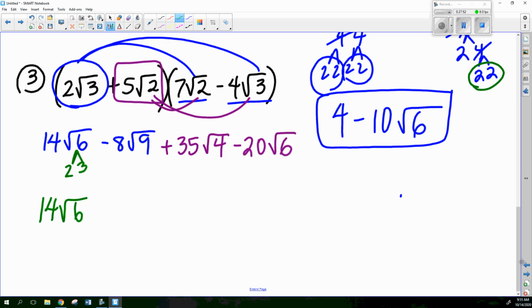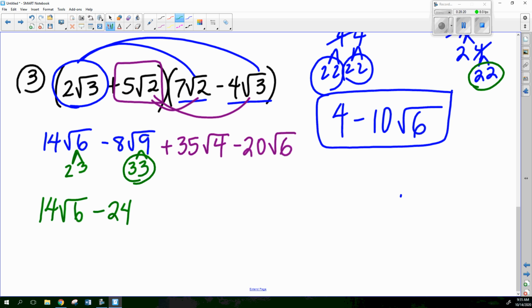All right, how about the square root of 9? Does that have a pair in it? Yeah. So what do I do with that 3 that I'm going to take out? Well, good. Multiply by -8. So I get -24. And there's no radical on that one, right?